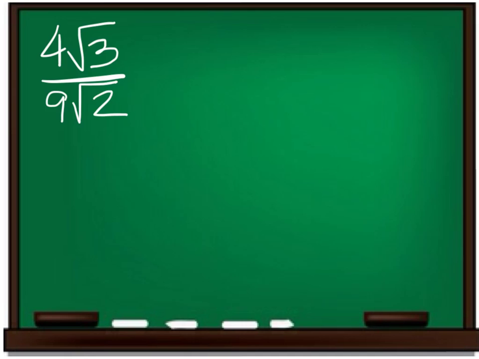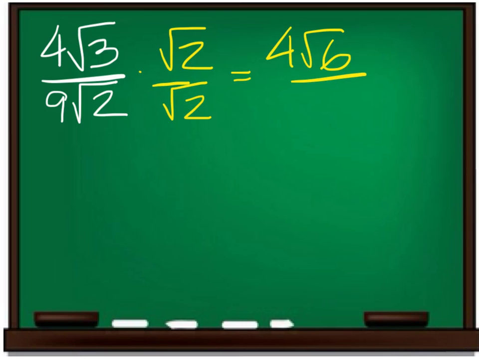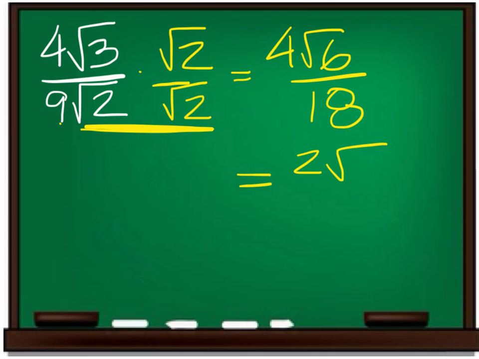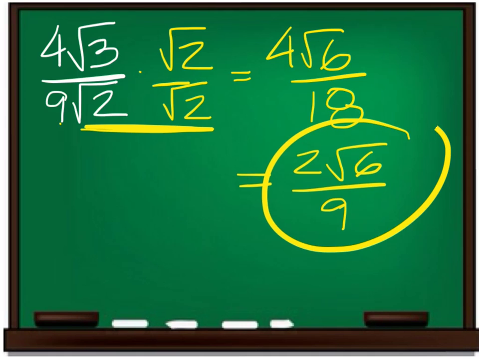For the practice problem, multiply the top and the bottom by the square root of 2 to get 4 square root of 6 over 18. That comes from 9 times 2. 4 over 18 reduces to 2 over 9. 2 square root of 6 over 9.